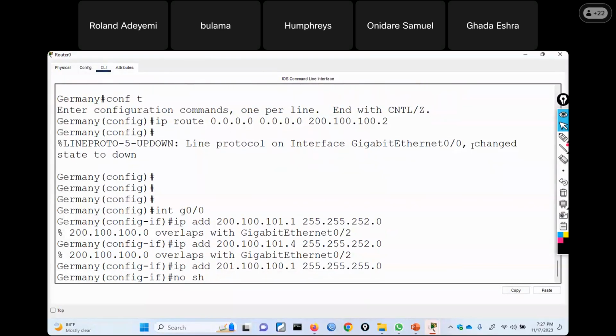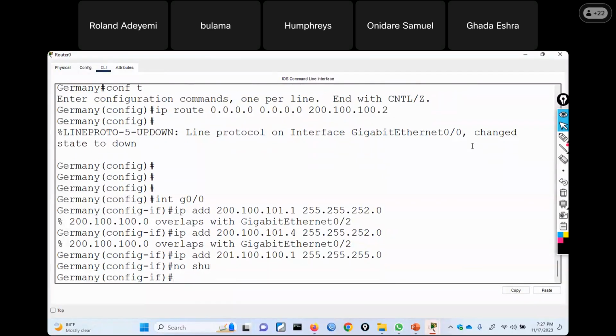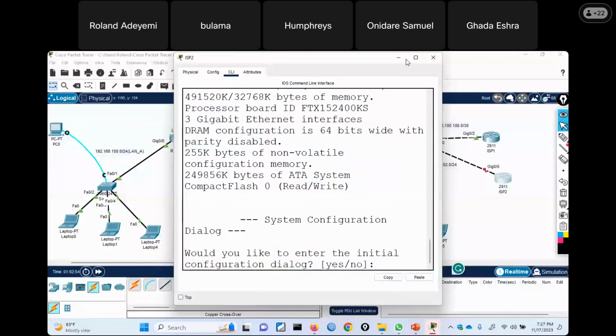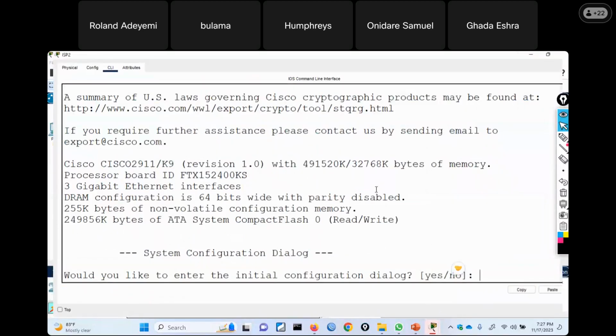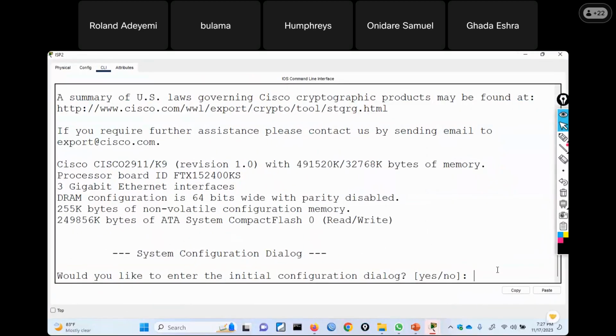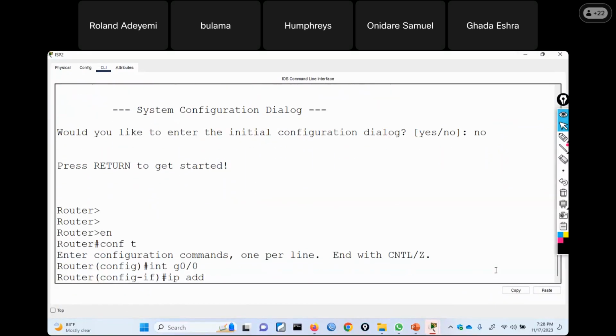Let me just use this one here. So when you have an issue with subnetting, this is the problem you're going to get. This is the error message you're going to get on your router. It's going to tell you that the IP addresses are overlapping. So you may have to go and do the calculation again. So let me go to the other side. How about configuring the router interface? 201.100.255.0.